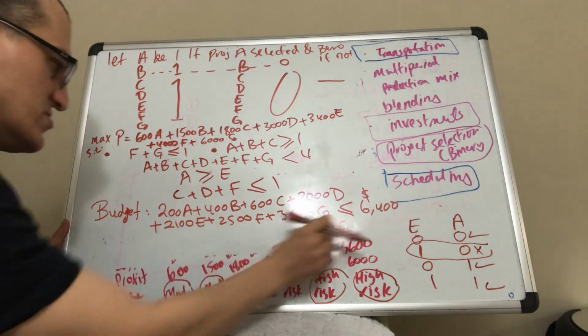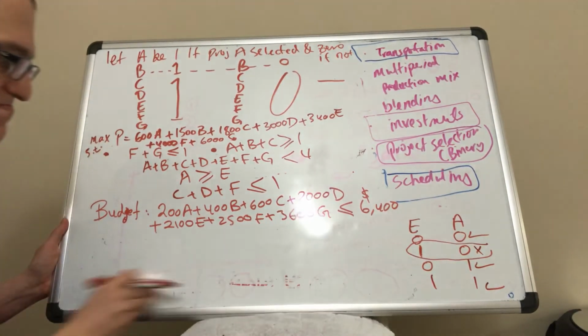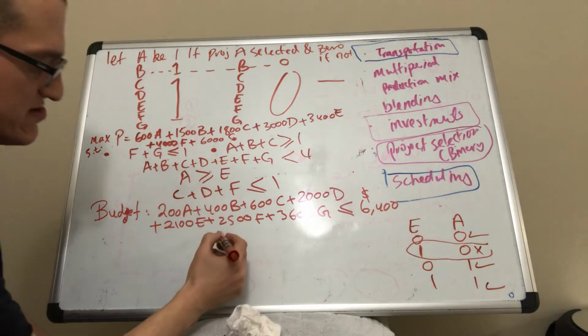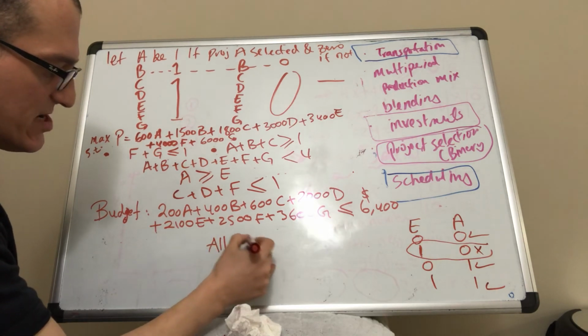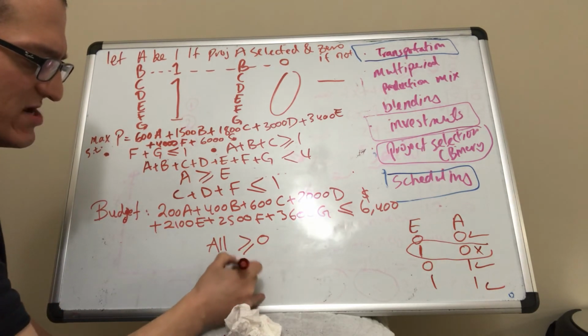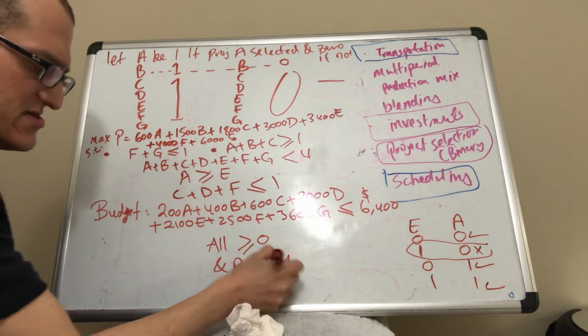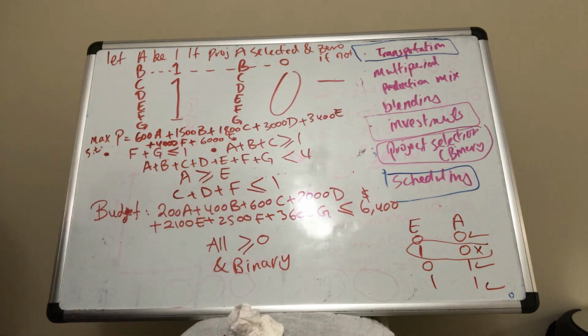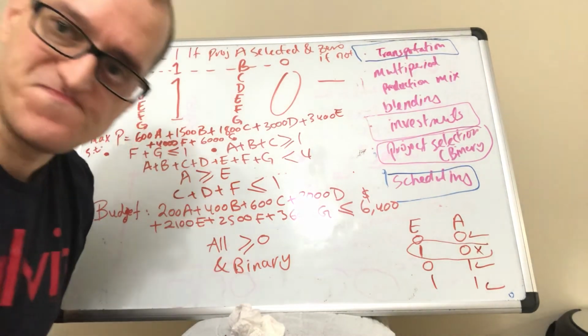This is how you do this problem, and at the end you say all variables greater than or equal to 0 and binary. If you don't say and binary, it's okay. But this is how you do the binary system or selection.